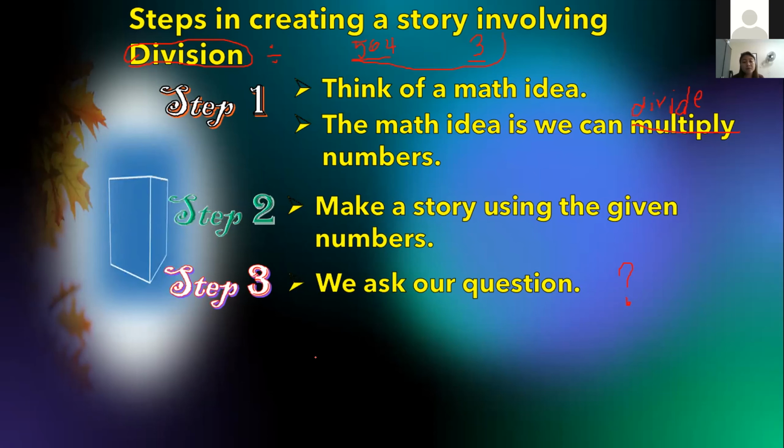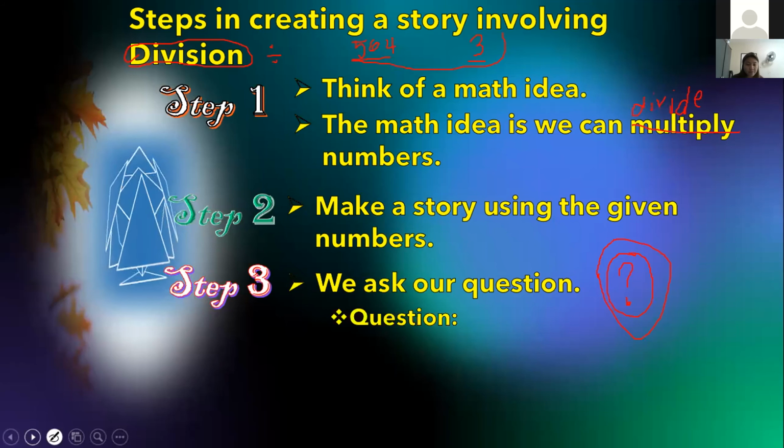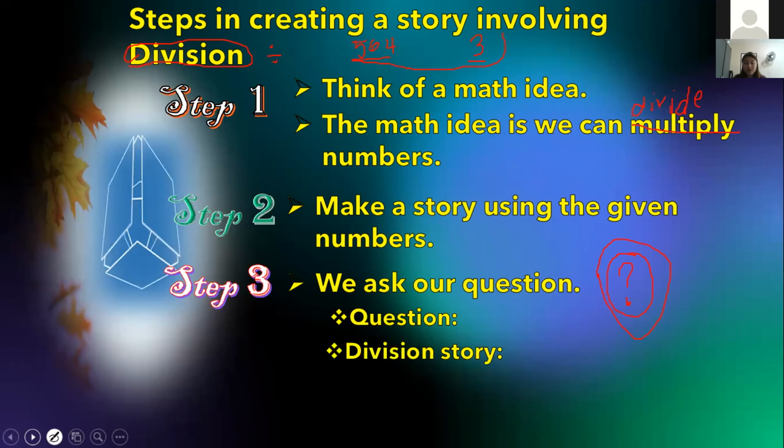We can identify that it is a question because we have this symbol. This symbol is a question mark. It is easy for you to understand where it is in the sentence problem. You can identify which is the question by looking at the question mark symbol. Okay, in step 4, so here in step 3, questions and the division story.